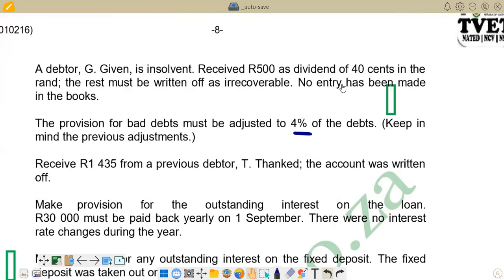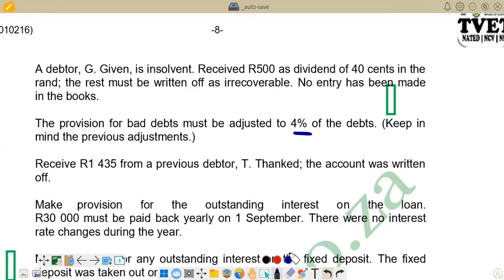And then the balance is said to be written off as irrecoverable. When we write off, we are also reducing the amount. We are saying this debtor is not going to pay, so we are removing the balance that is there in our books. So it's also going to be reduced. The whole amount is going to reduce the figure for debtors.